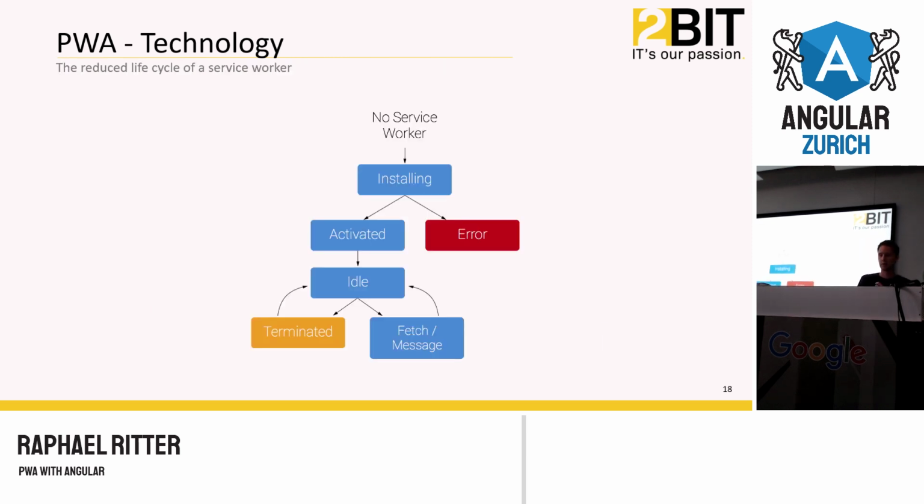The life cycle of a service worker is a little bit special. First it will get installed, so it goes into installing mode, and then it will be activated or go into an idle phase where it can fetch messages. That's like if you're not actively on the page, but you still get push notifications, and you obviously can be terminated.